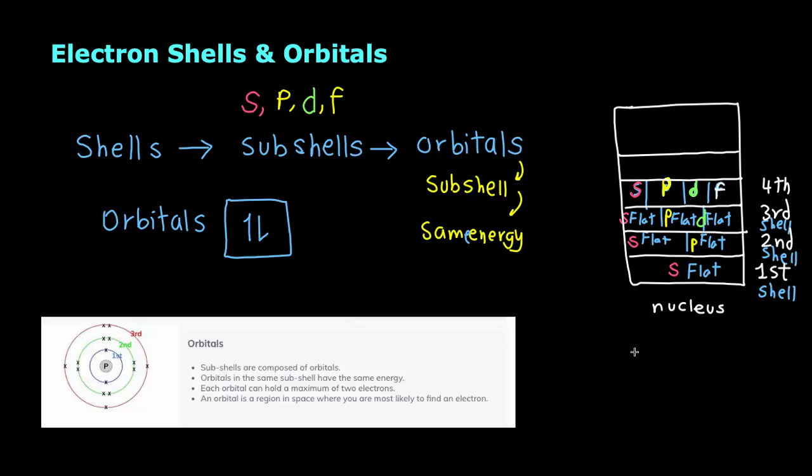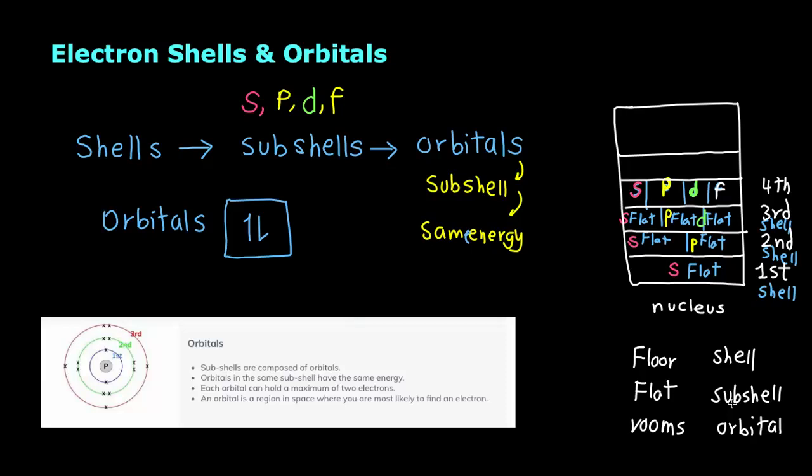So we have imagined that the story or the floor is the shell, and the flat is the subshell. This imagines that you further divide the location in which the electron is available as an orbital. So we will say that the orbital is similar to the rooms. Every flat contains different rooms, the same way every subshell contains different orbitals.